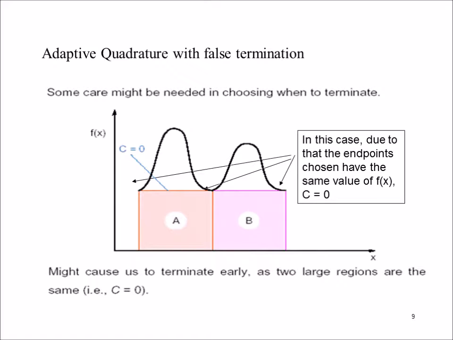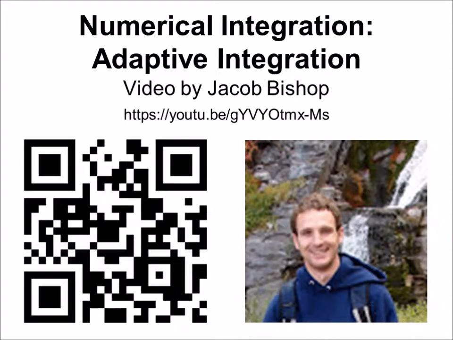What do we mean by false termination? Well, consider this picture where we happen to find that the value at each edge of the A and B boxes is the same, but we don't realize that inside the A and B boxes, the curve actually is doing something different. So, if that happens, we are fooled into thinking that, oh, we've already got a really good approximation and we should stop. Now let's take a look at this video by Jacob Bishop, which also explains how adaptive integration works.